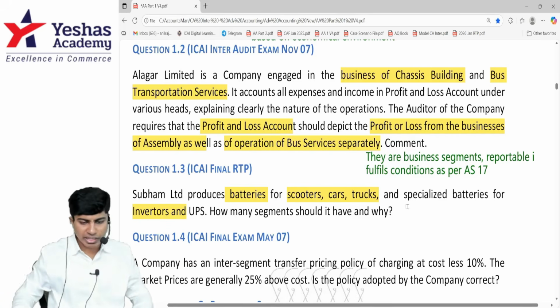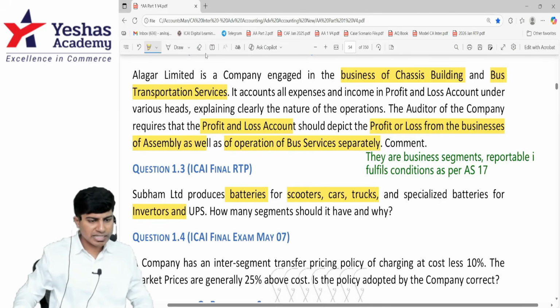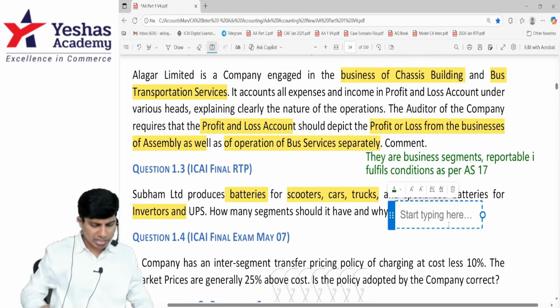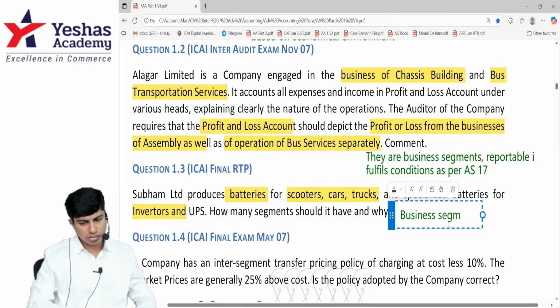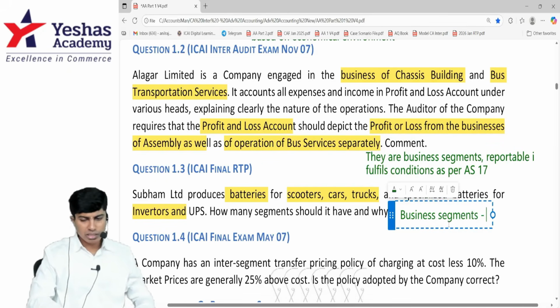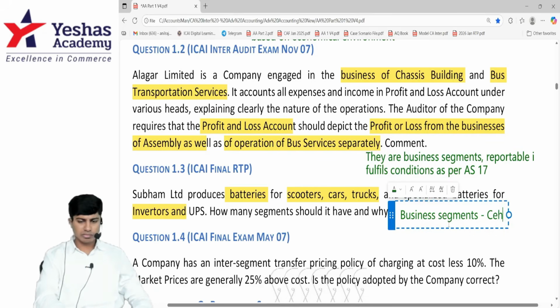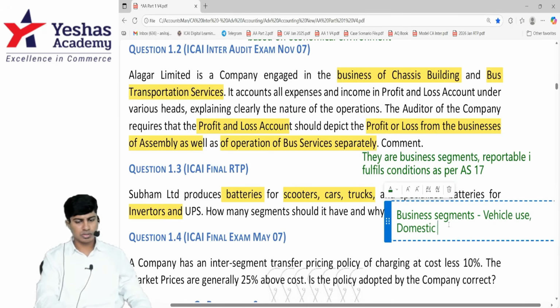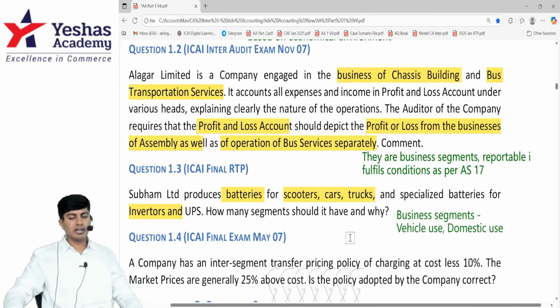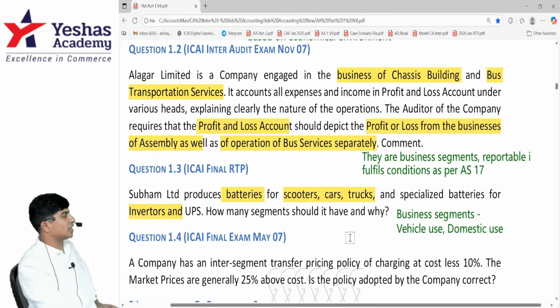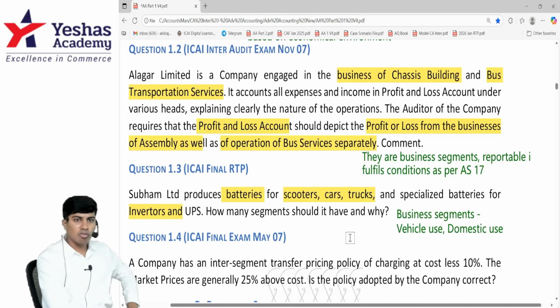So what are the two segments that I can identify? Business segments. How many segments? Business segments: vehicle use and domestic use. Business segments are domestic use and vehicle use. Two segments based on the risk involved in the product.